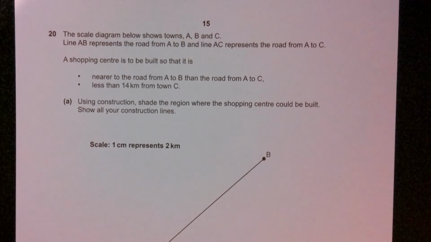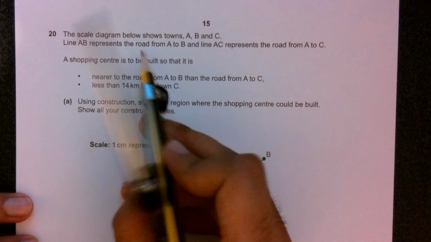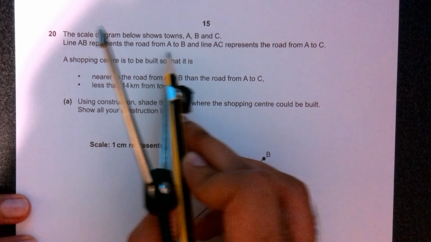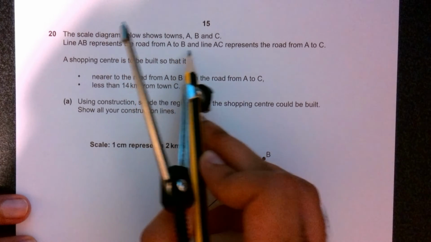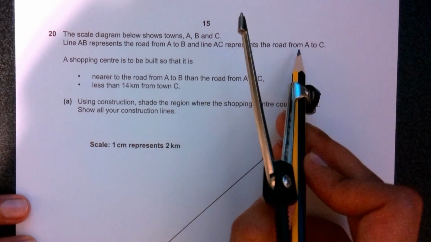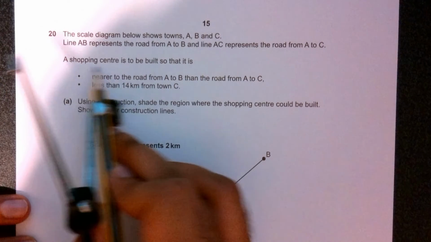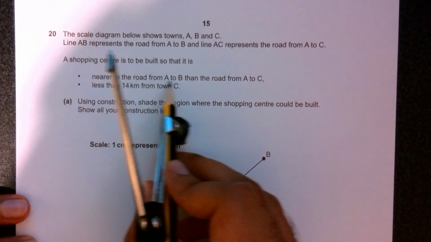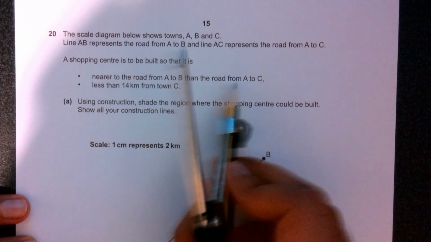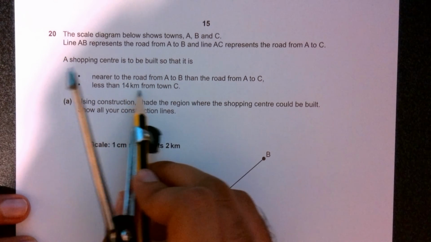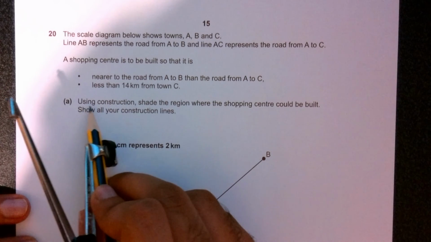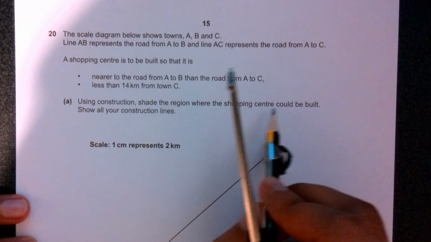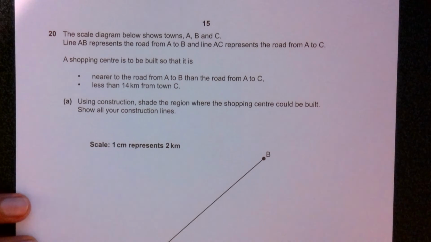Question number 20. The scale diagram below shows towns A, B and C. Line AB represents the road from A to B, and the line AC represents the road from A to C. A shopping centre is to be built so that it is nearer to the road from A to B than the road from A to C, less than 14 kilometers from town C. Part A, using construction, shade the region where the shopping centre could be built. Show all your construction lines.